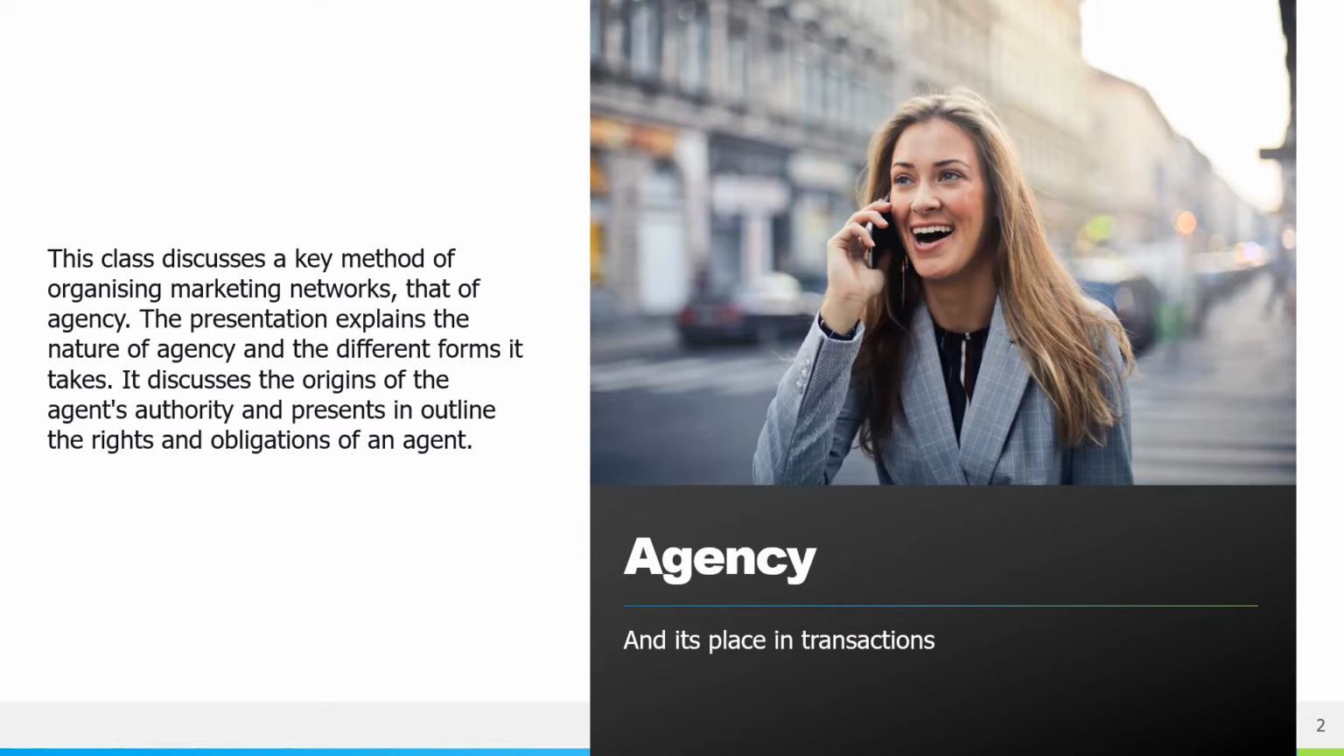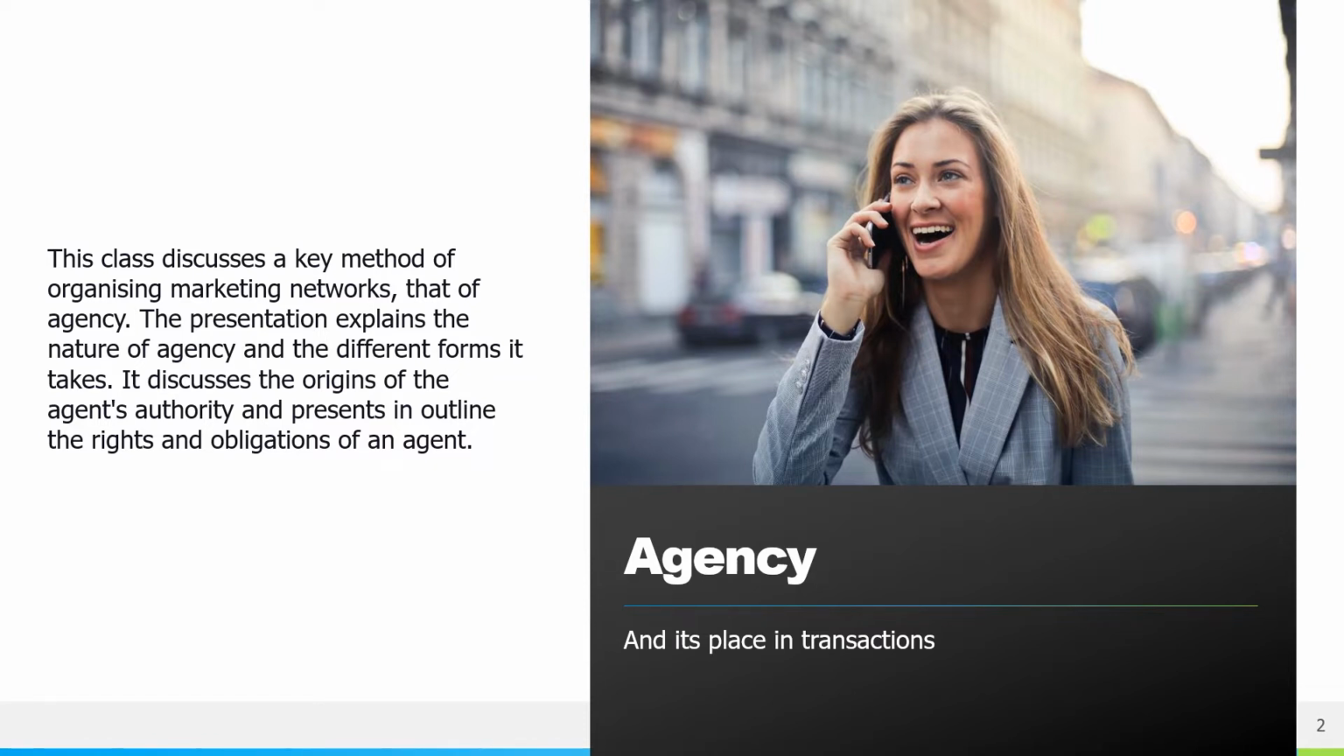So we're going to talk about what agency is, how it links up with the idea of organization in business, especially various types of marketing networks, the role that they play within this, the different forms that it takes, and then what an agent is supposed to do, where they get their authority, what are the boundaries in what they do, and what do you get out of being an agent for somebody. So we're talking about the nature, the types of agents, the duties and rights of the agent, and then what is the key legal information that supports all of this.